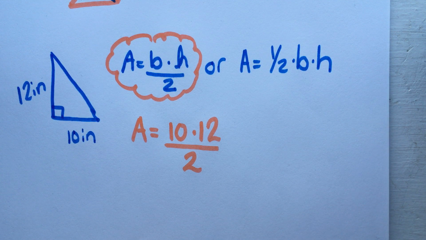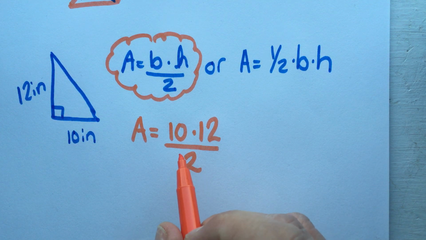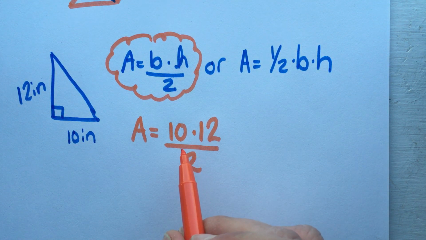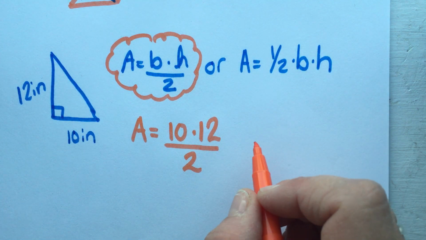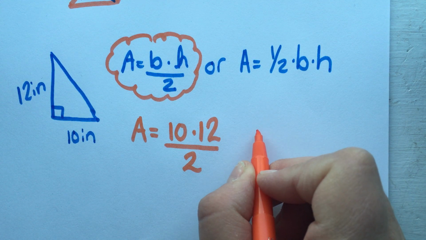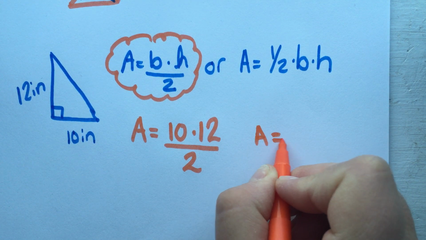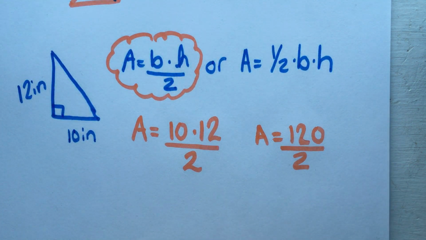So we just work it out. And we are going to work order of operations, right? Left to right, top to bottom. So I have multiplication and division, so I'm going to start with my multiplication because it's on top. If I go 10 times 12, I know that is 120. So I have area is equal to 120 divided by 2, okay?